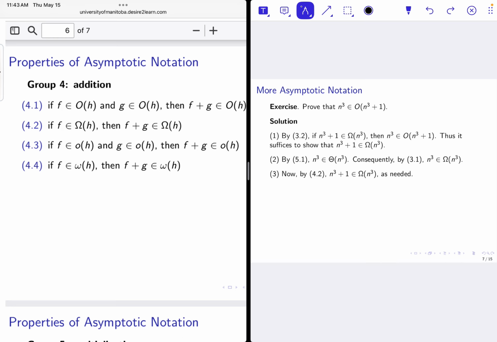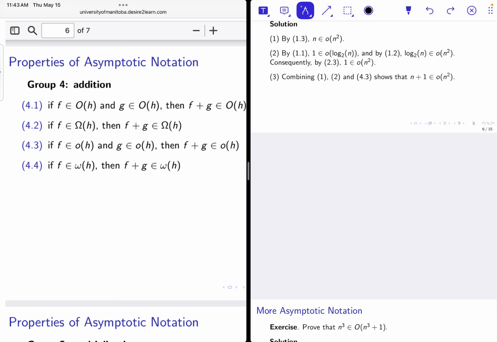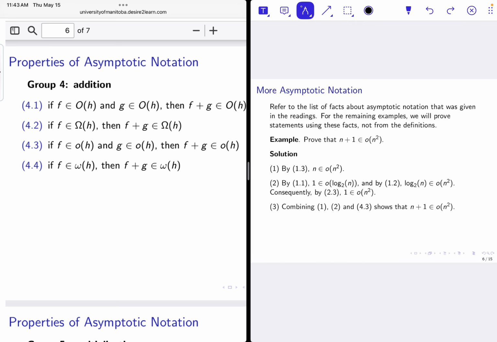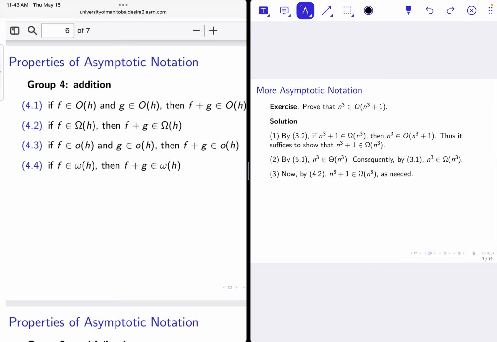And then we use fact 4.2 to say that n cubed plus 1 is in big omega of n cubed, which might strike you as weirdly simple considering the last time we tried to compare functions where we had a plus 1 term. We had to say, well, like any constant is less than a logarithm, and any logarithm is less than a polynomial, therefore the constant is less than a polynomial. But here we can just add a constant, who cares? Why?